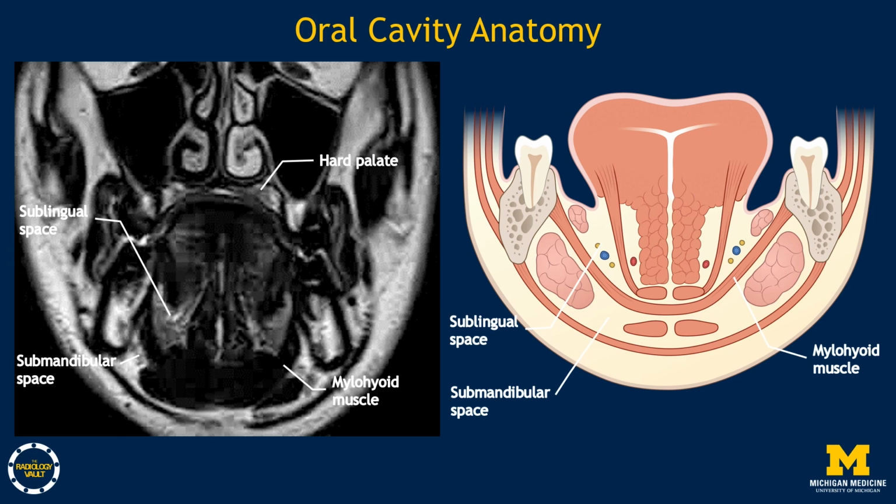It separates the sublingual space, which is located superior to the mylohyoid muscle, and the submandibular space, which is located inferior to the mylohyoid muscle, as seen on this coronal T2 image and the illustrative image.